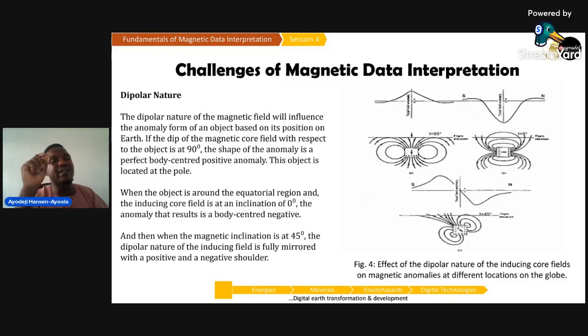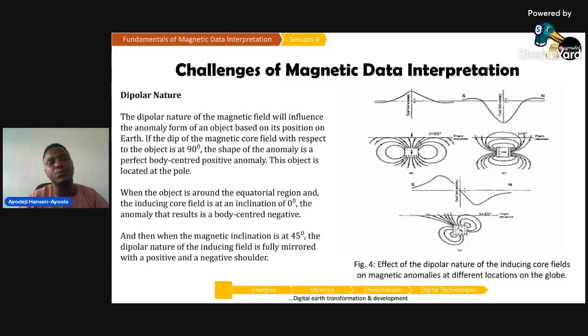and then the crustal materials, from which magnetic readings are taken, imitate what is actually going on within the core. And so as a result, the dipolar nature of the core fields is always reflected when we take measurements. However, the position you are at on the earth determines how this dipolar nature will affect your reading.